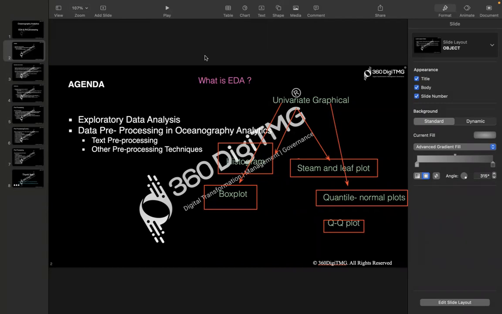I have made this drawing. It is like a little bit of a mind map, so you can understand what is related to these things. At the end, we have multivariate graphical techniques, which are used to display relationships between two or more sets of data.